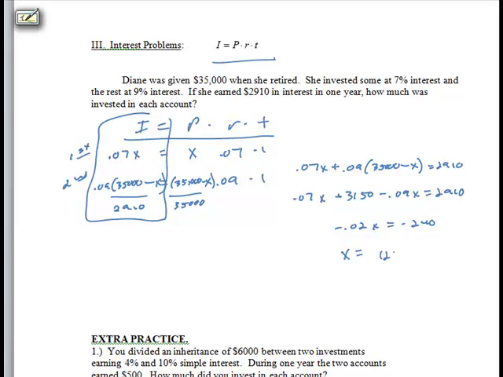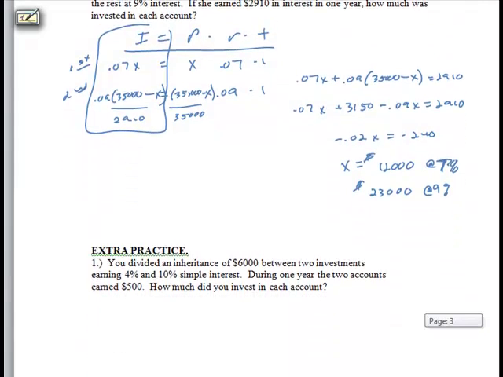X works out to be 12,000, but once again we have to make sure we understand what that number actually stood for in the problem. X was the amount invested in the first account at the 7% rate. That means the amount invested in the second, 35,000 minus 12,000, is $23,000. Of course, the unit is dollars. We have it labeled correctly so that someone reading it knows exactly what we're telling them.